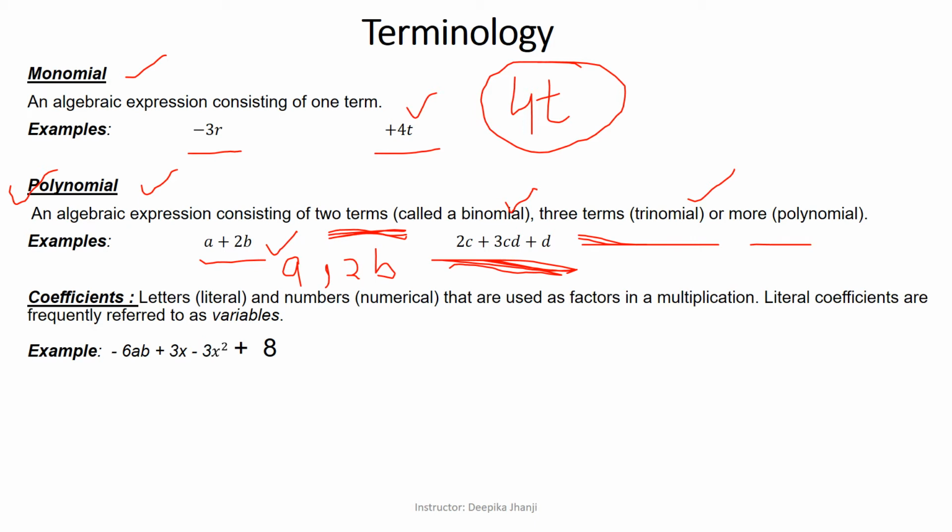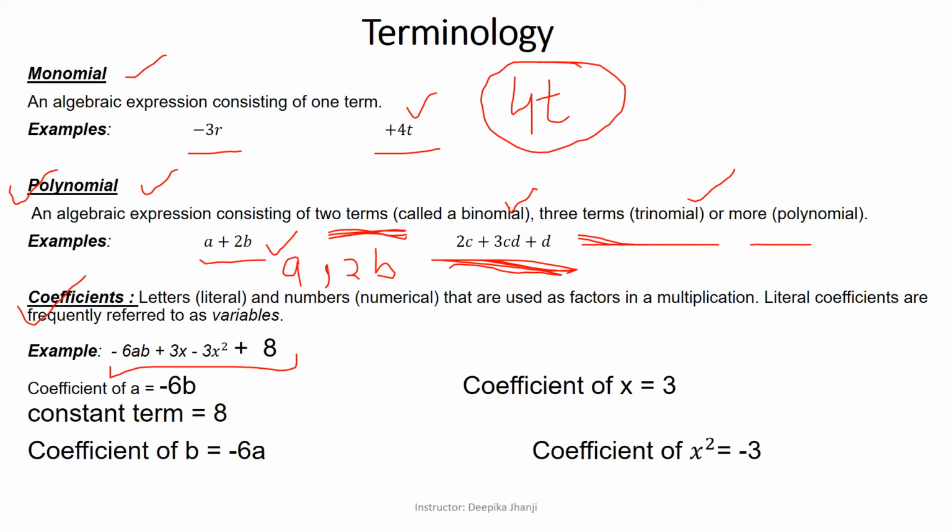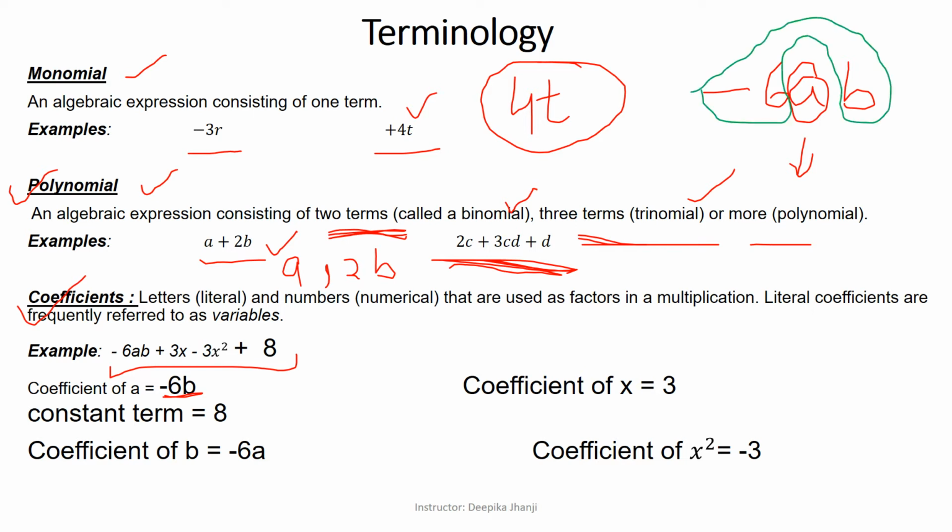Next on the list is coefficients. Coefficients are the letters and the numbers which are used as factors in multiplication of a term. Let's say we have this expression. Now here, if I want to write down the coefficient of a, my term consisting of a is negative 6ab. I'll drop a and write down the rest. So I have negative 6b. So the coefficient of a is negative 6b.